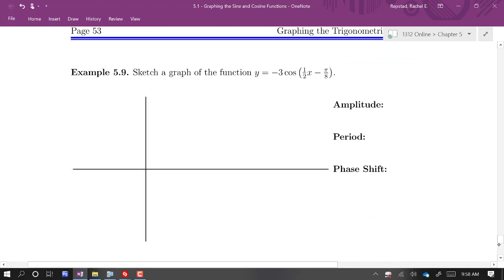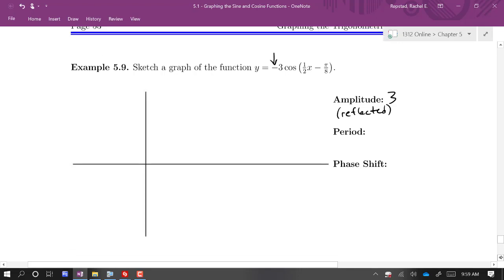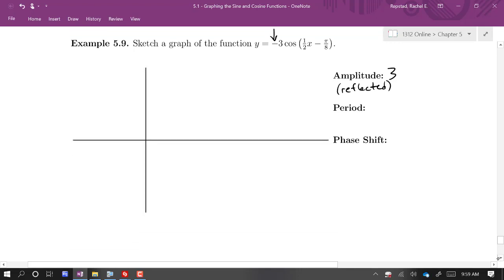In example 5.9, we're going to sketch a graph of y equals -3 cosine of 1/2 x minus pi over 8. So we're going to mark down this information. The amplitude is 3, and there's a reflection because it's negative. Before I go any further, I'm going to begin by rewriting the function. So our function is -3 cosine of 1/2 x minus pi over 8.